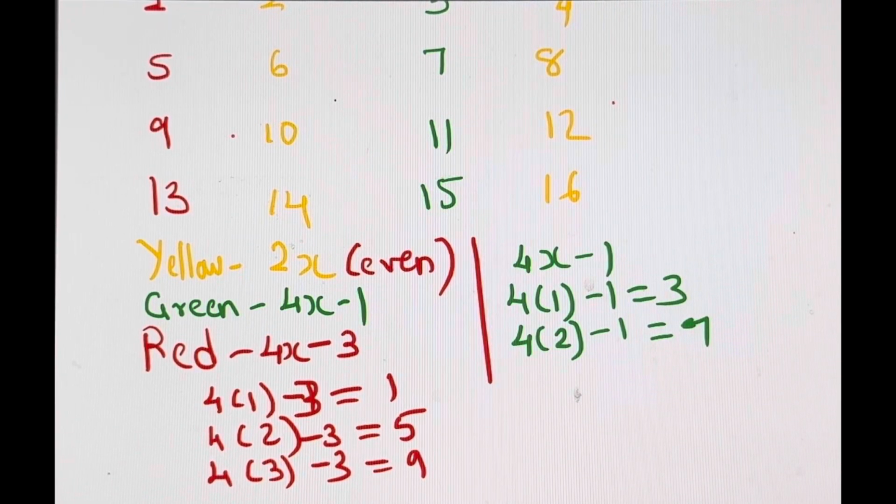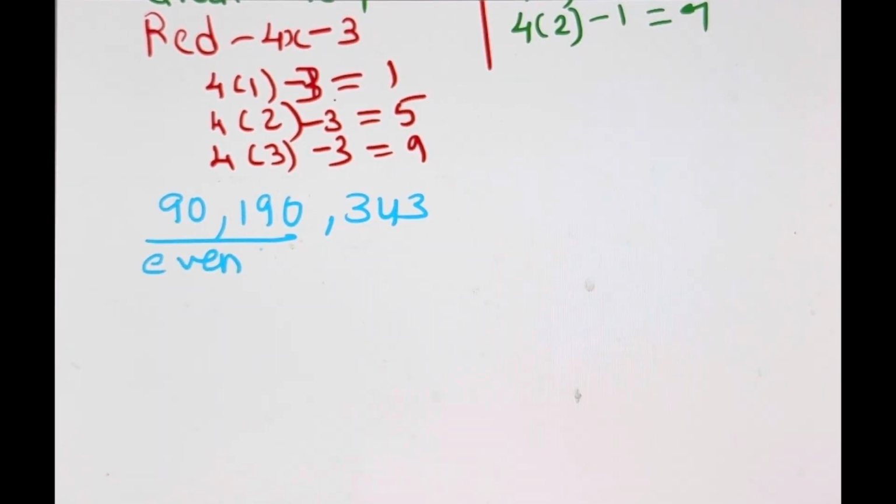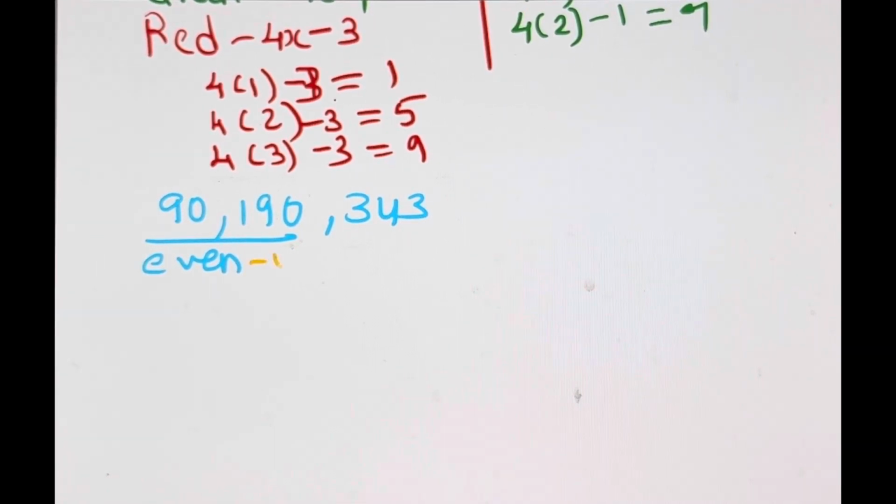Now there are 3 numbers given, 3 positions given actually for the same. So the numbers are 90, 190 and 343. Okay. Now 90 and 190, they both are even numbers. Right? So they will be which color? That's easy to say. Yellow in color, because yellow were even. So both will be yellow in color. Okay, so 90 and 190, they will be at the yellow color position.